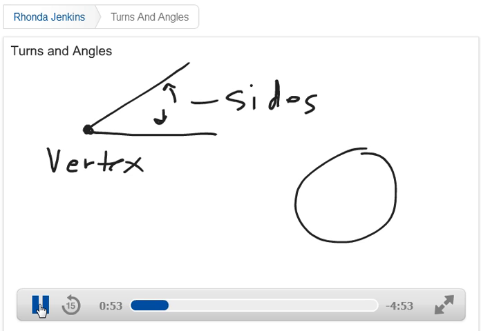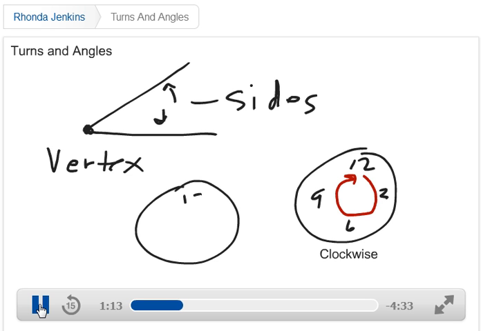We talked about clockwise turns, so you just have to think about a clock. And the way the hands turn on the clock, it goes according to the clock, or clockwise. So that's clockwise. But then there's also counterclockwise. So I'll draw my clock again and show you counterclockwise. Counterclockwise goes against the way a clock goes.